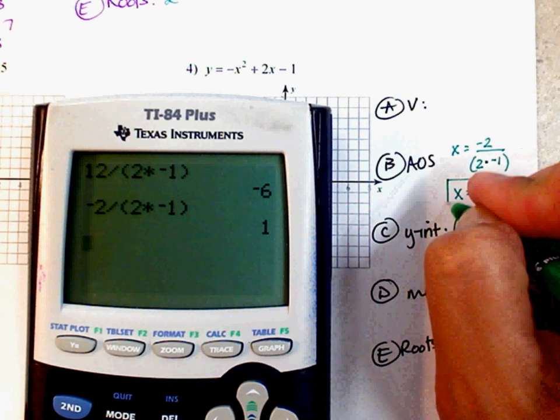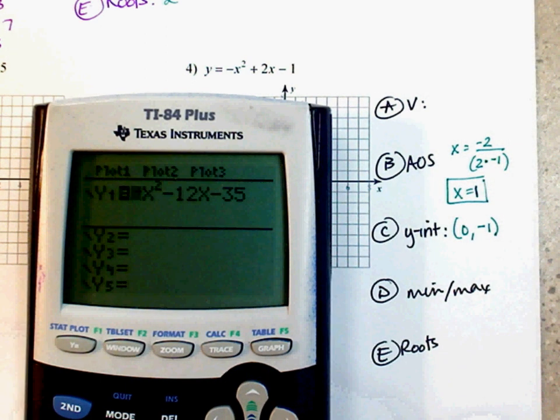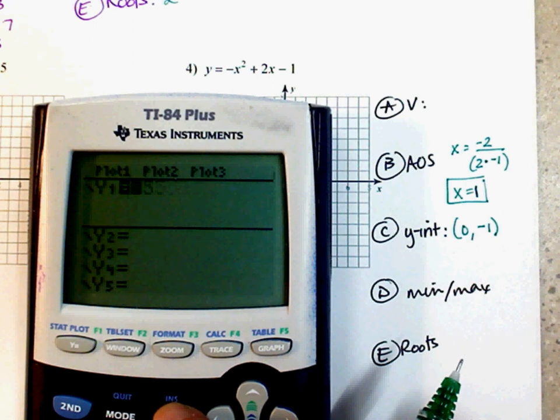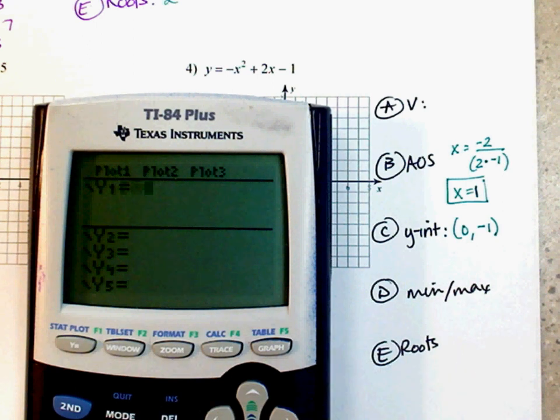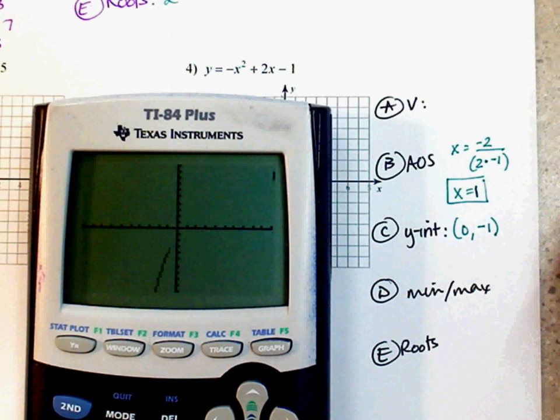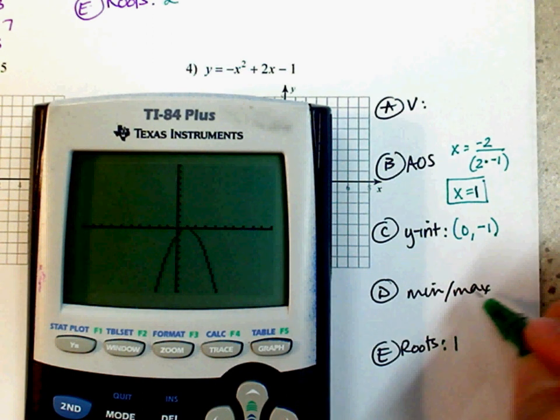All righty. Y equal, type in your equation, -x squared plus 2x minus 1. Ooh, I have a lot of other stuff in there. Let me try again. -x squared plus 2x minus 1. I should have cleared it. Graph, it's hitting 1, so there's only one root. It has a maximum. We'll figure out what that is.